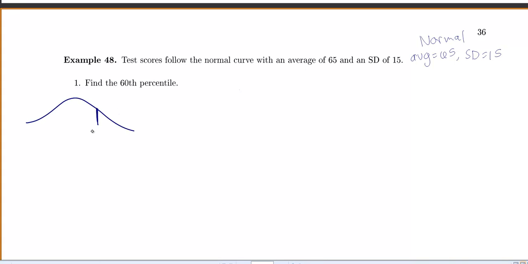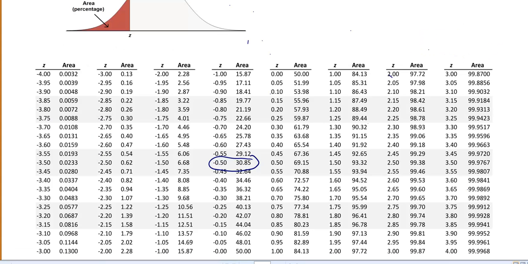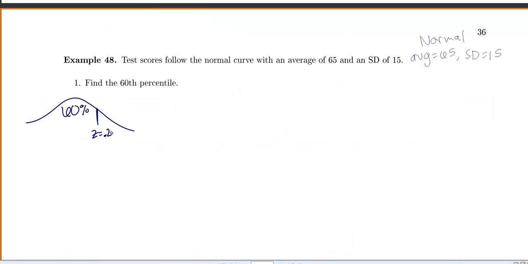For this one, we want to find the z value that has 60% to the left. So we use my normal table, and we try to find 60%. It looks like 59.87 is pretty close. So z equals 0.25. So we need to be 1/4 standard deviation above the average.